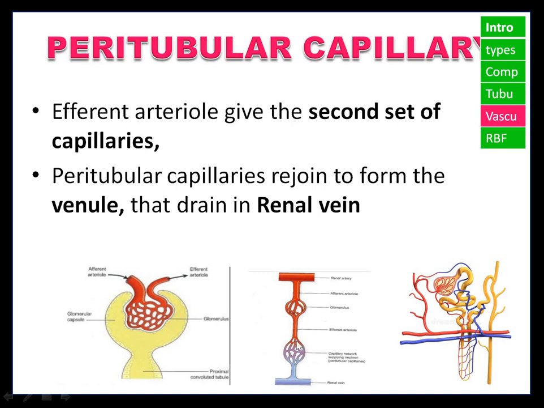The specialty of vascular component of nephron is it has two sets of capillary. Normally our blood vessels are like arteriole, capillary and venule. But in nephron, arteriole, capillary, again arteriole, then capillary, then only the venule is formed. It is the specialty of nephron. This peritubular capillary rejoins to form the venules and that drains into the renal vein.